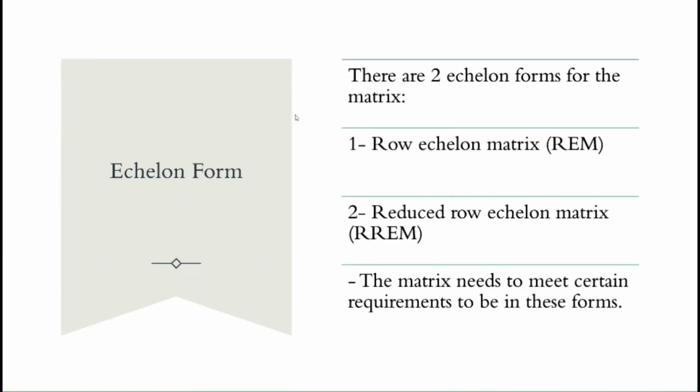So there are two types of the echelon form. The first one is the row echelon form, and the second one is the reduced row echelon form. The matrix needs to meet certain requirements to be in these forms. There are some conditions the matrix must meet to be called a row echelon matrix or a reduced row echelon matrix. As you will see in the following slides, the conditions are basically the same, but there is one or two additional conditions for the reduced row echelon matrix. So let's start with the row echelon matrix with my friend Omar.